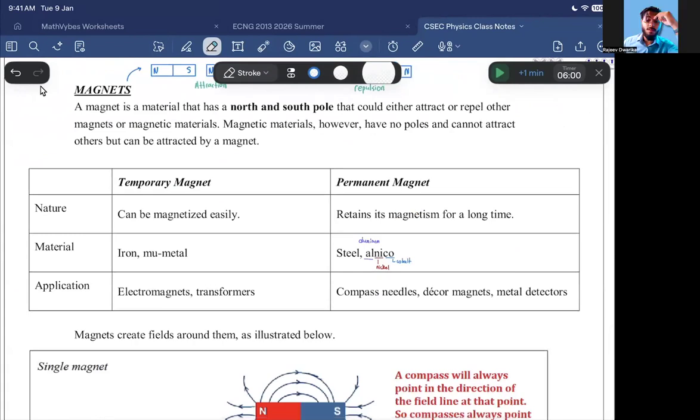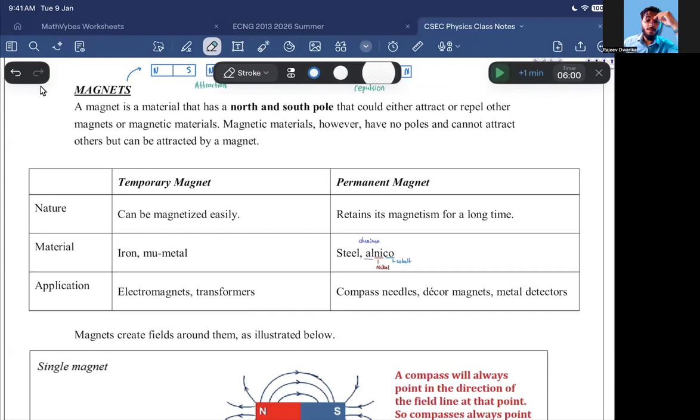Cool. So let's look at the types of magnets. Obviously, they're temporary magnets and permanent magnets. Temporary magnets can be magnetized easily. It's a temporary magnet if the dipoles can change direction easily under the influence of a magnetic field. Do you think permanent magnets are easy to magnetize? Nah, sir. But when they get magnetized, they stay magnetized. Temporary magnets can be magnetized easily, but they lose their magnetism over time as the dipoles go back into disarray. The permanent magnet, though, retains its magnetism for a long time.